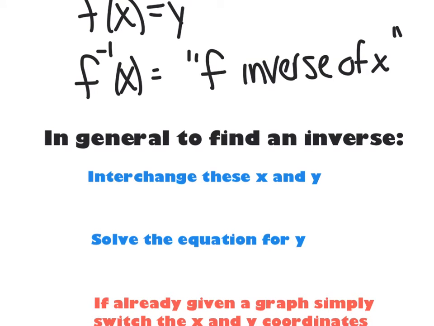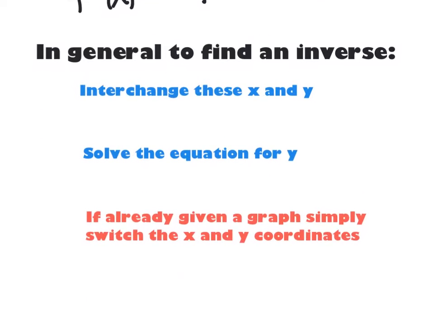So let's get these general rules down. In general, to find an inverse, the first thing we want to do is interchange the x and the y. Next, we'll solve the equation for y. And if already given a graph, simply switch the x and y coordinates to regraph it. So these are our three main ideas.